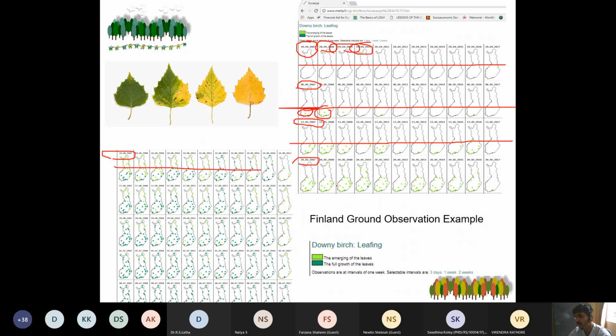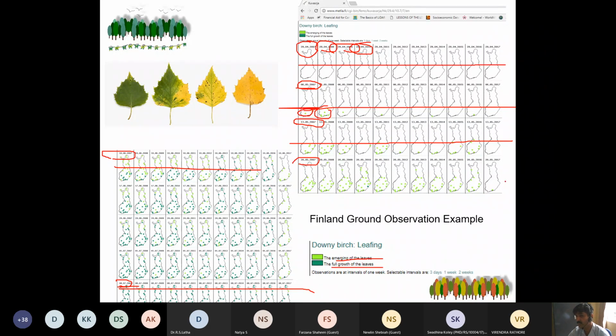Light green means the emerging leaves, and green means full growth of leaves. You can see that by July, almost every place is fully grown. Starting from 6th of May to 6th of July, during this period, the tree has become fully grown. That is what we are understanding. This is a beautiful way of depicting the image. Research scholars, you can learn from how they are depicting it.